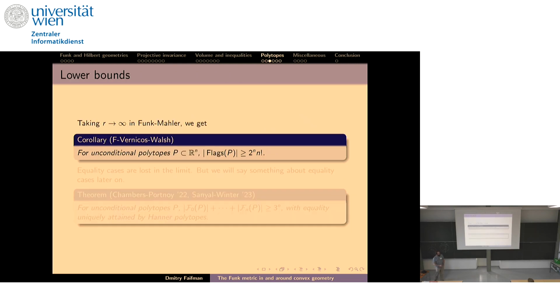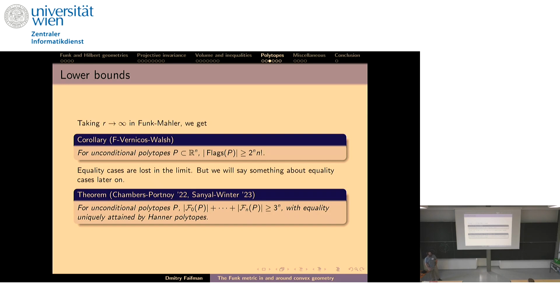Okay, so since we know the Funk-Mahler conjecture in the unconditional setting, we can deduce the Kalai conjecture in the unconditional case, but unfortunately, because we pass to the limit when r goes to infinity, we lose track of equality cases. But we are able to do a little bit nevertheless. I will explain that in a moment. And here, for contrast, there is this very recent result proving the other 3 to the n conjecture, also in the unconditional setting.